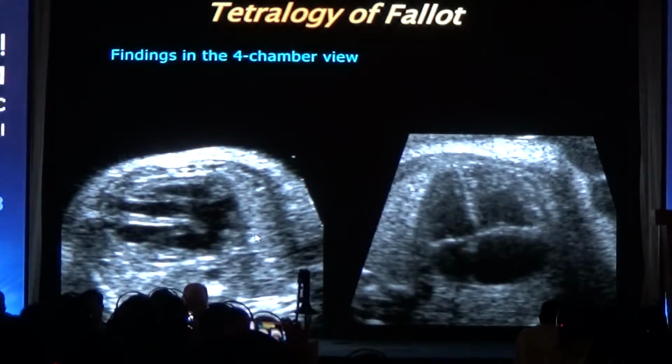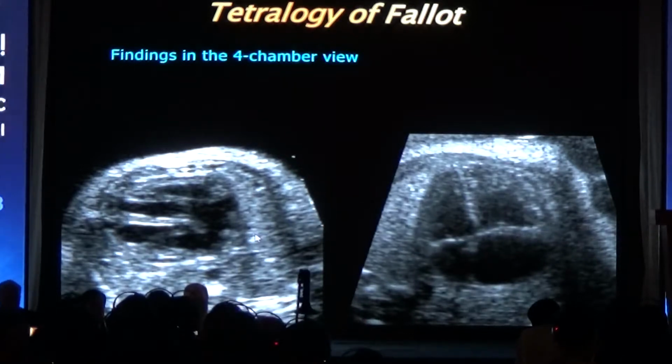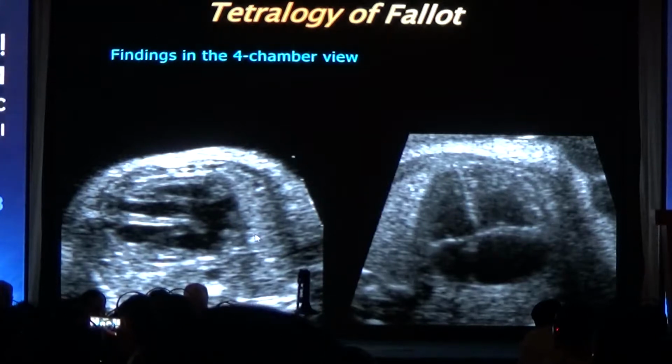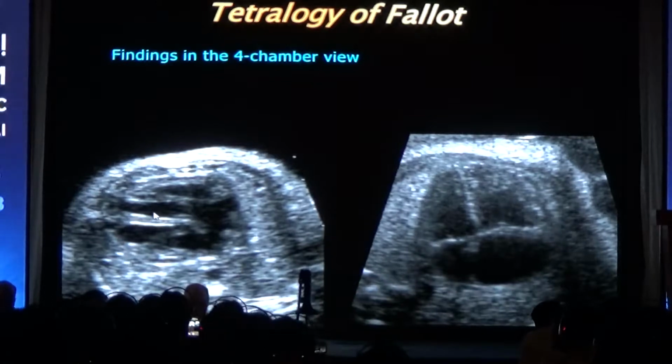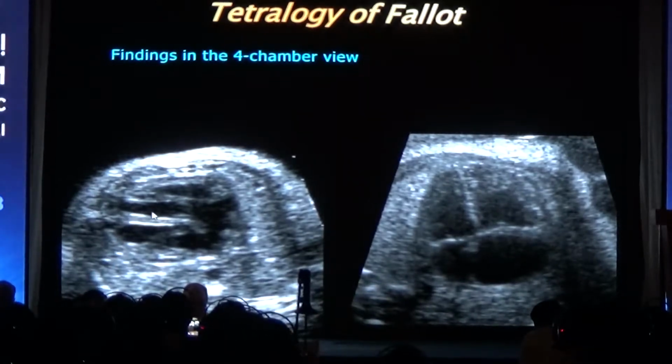I want to hear 2 findings. How about the axis of the heart? Is the axis of the heart normal? Remember, it should be 45 degrees to the anterior posterior line. This is almost 80 degrees. Okay, so the baby has left axis deviation.